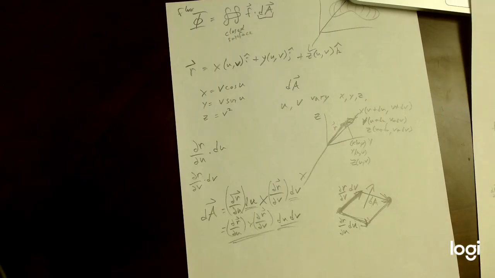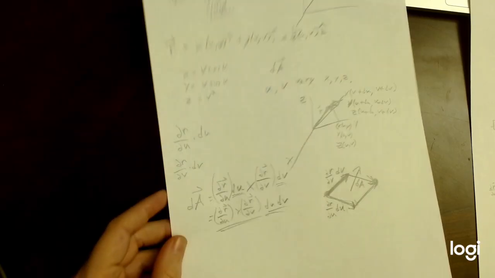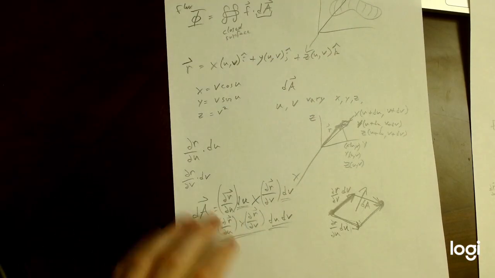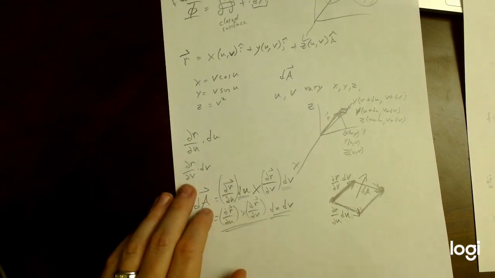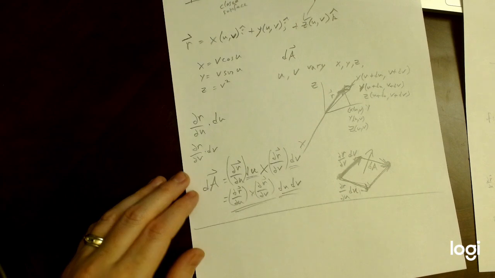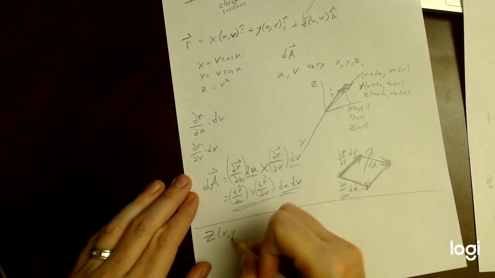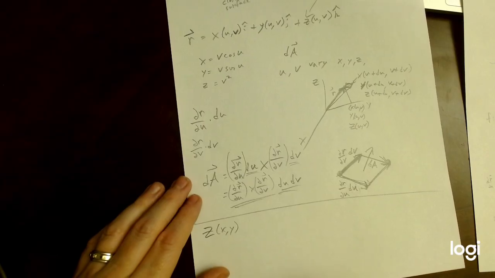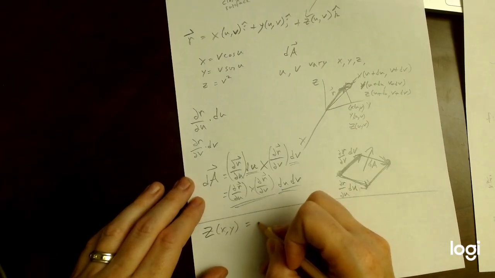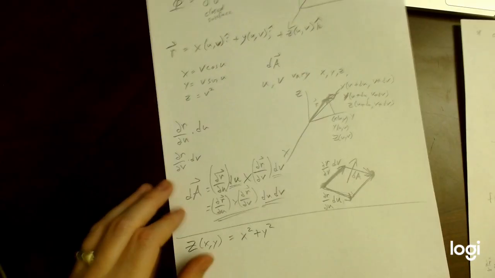Okay, so that is a lot, and you can define it, but it is a challenge to do. The other way, which is a slightly easier way, would be to define the surface as some function of our other two coordinates. So here we could do this by saying z is x squared plus y squared.